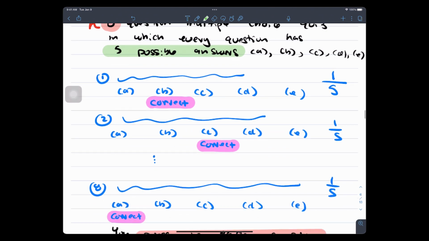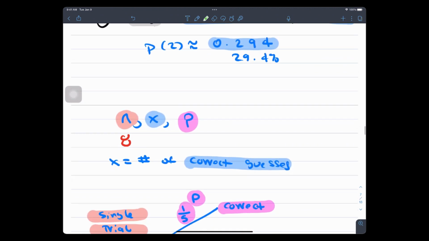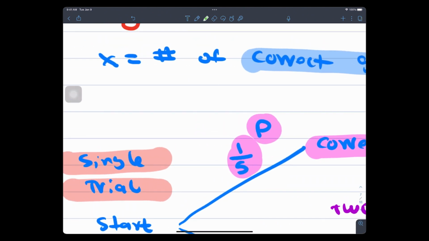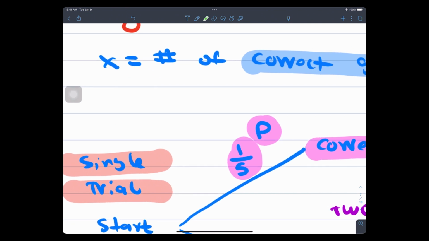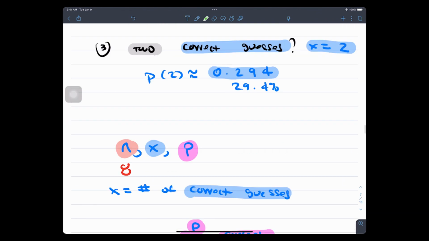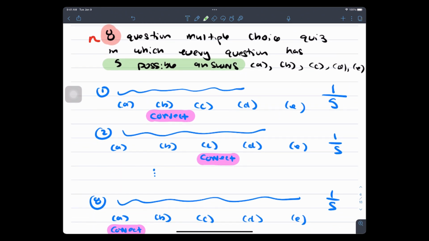So in that example, when we work with the binomial, what was little p? Remember this? It's not 1/2. For multiple choice, it's not true-false. For true-false, the probability of guessing correct is 1/2. But for multiple choice, it's not 1/2. What is it? It's 1 in 5. Why? There's 1 right answer out of 5 possible answers.